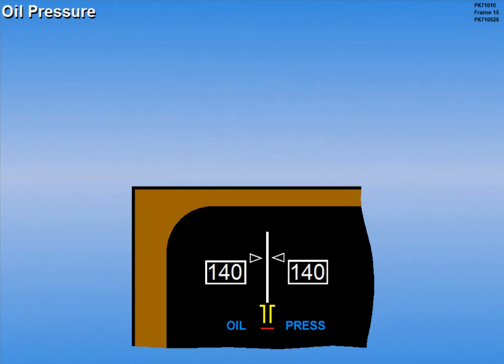The oil pressure indication has an amber caution band and a red line operating limit. When oil pressure drops into the amber caution range, the pointer and digital readout turn amber. When oil pressure drops below the minimum operating limit, the pointer and digital readout turn red.